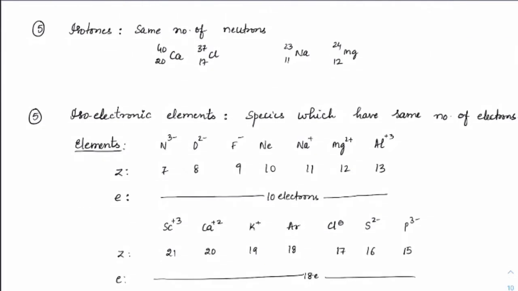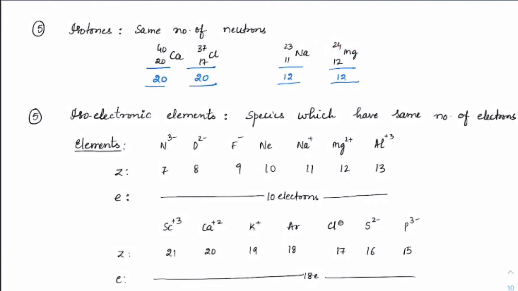Next, see what are isotones. If we have same number of neutrons, we call them isotones. Suppose if you see calcium and chlorine, the difference between these two are neutrons. We have 20 neutrons here, 20 neutrons here. So which means these two are isotones of each other. Sodium, we have 12 neutrons here, here also we have 12 neutrons. So sodium and magnesium are isotones of each other.